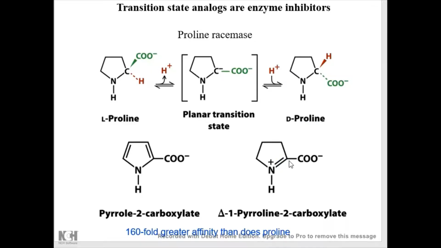The second example of transition state analogs that I would like to cover in this course is shown on this slide. They are inhibitors of proline racemase, an enzyme that catalyzes the conversion of L-proline to D-proline and vice versa. So eventually a racemic mixture in which 50% is L-proline and 50% is D-proline is present. The reaction passes through a planar transition state. The important feature of this transition state is the planar conformation of the alpha carbon right here.